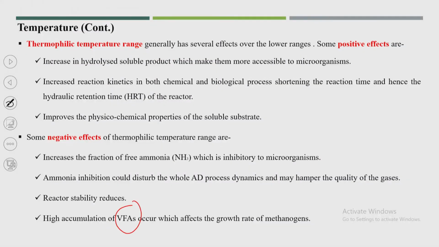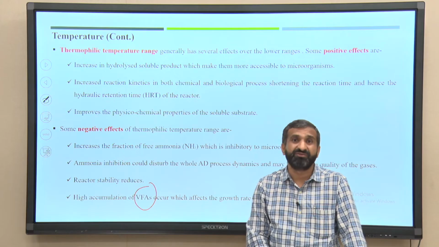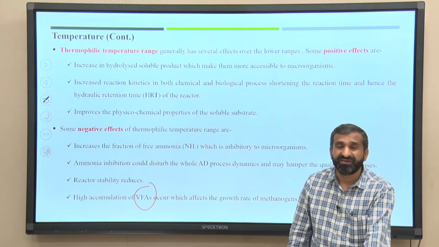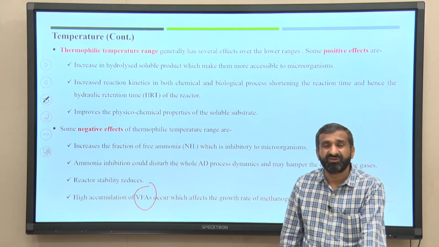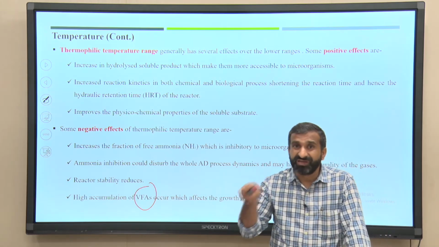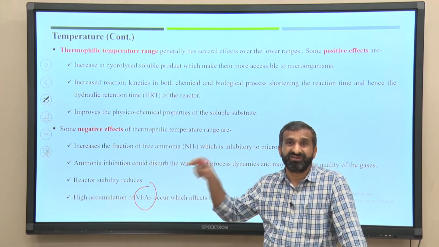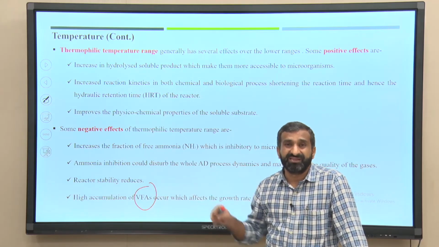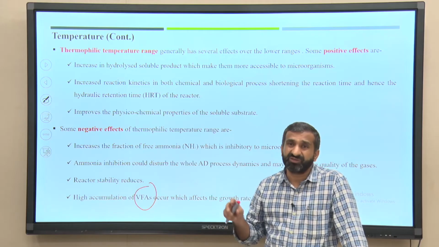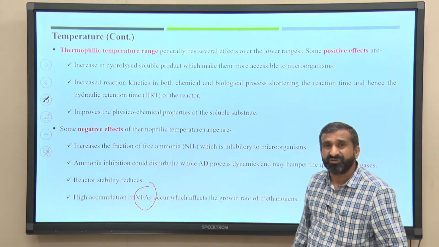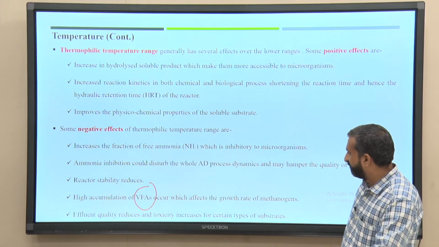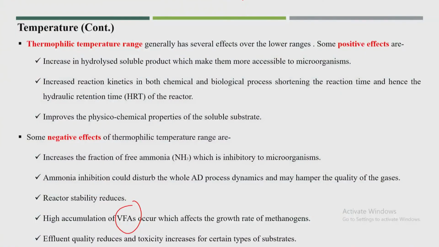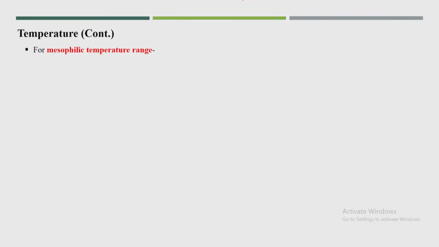If this concentration goes to 2000, 3000 milligram per liter, or even more than 4000 milligram per liter of volatile fatty acid production, that is also not good for the anaerobic digestion process. Although we require volatile fatty acids for the production of methane, a high concentration is also highly inhibitory for the process. Effluent quality reduces and toxicity increases for certain types of substrate.